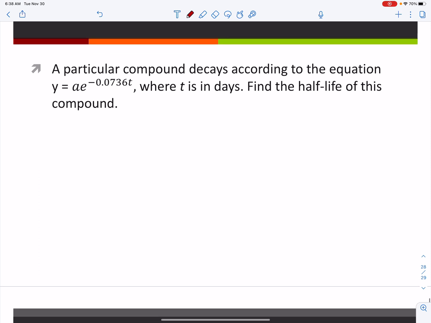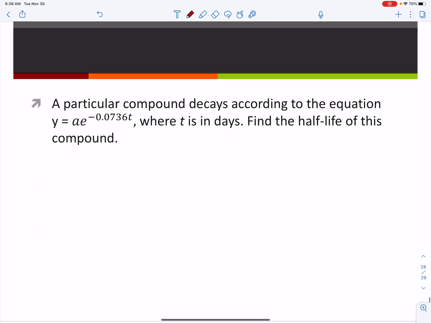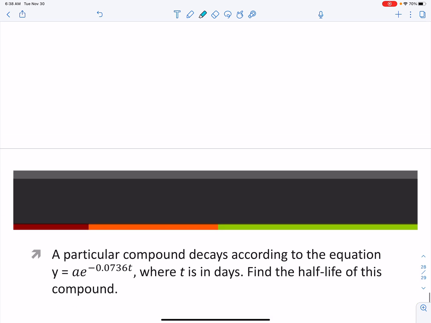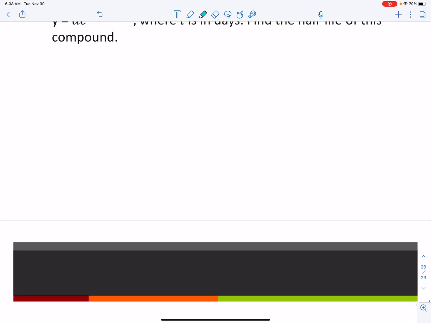All right. So I'm going to give you a minute to look at this one and try to solve it. Go. Pause. Try it. Okay, the reason why this one is so difficult, the answer on this is 9.4178. And I don't even think days, where T is in days.